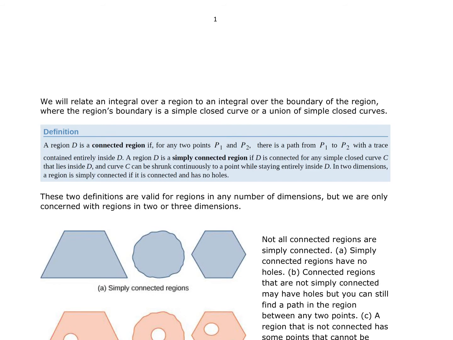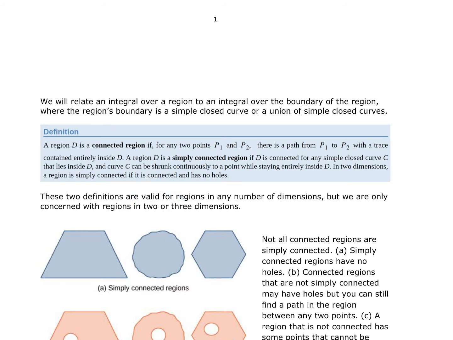So the region D is a connected region if for any 2 points P1 and P2, there's a path from P1 to P2 with a trace contained entirely inside the region D. A region D is a simply connected region if D is connected and for any simple closed curve C that lies inside D, the curve C can be shrunk continuously to a point while staying entirely inside the region D. In 2 dimensions, the region is simply connected if it is connected and has no holes.